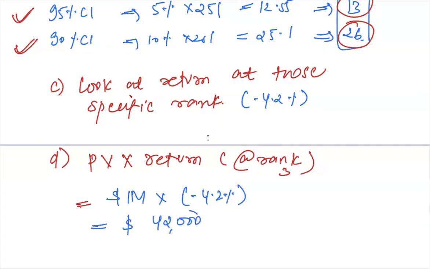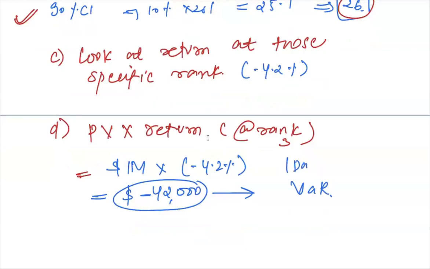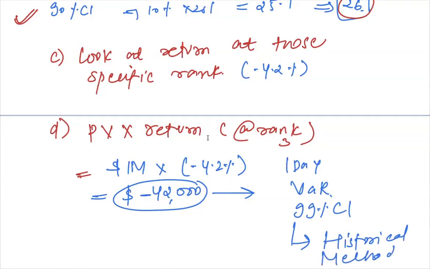42,000. So this is your loss, and this is your value at risk number. So this is your 1-day value at risk using 99% confidence interval using our historical method. So these are the final steps. Is this clear to everyone?